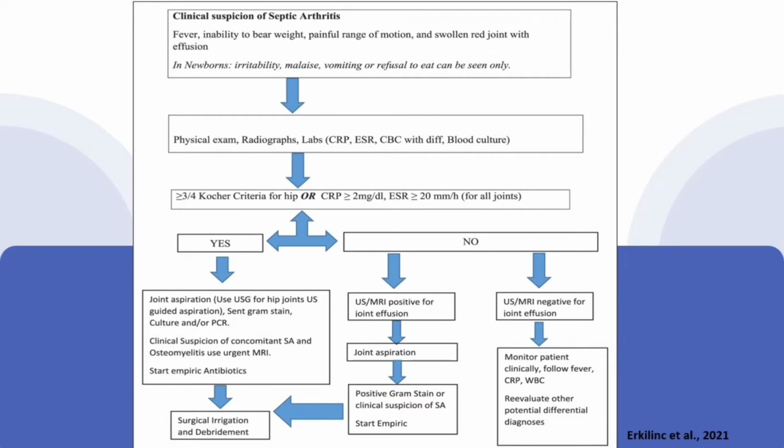If the criteria is not met, do ultrasound or MRI for joint effusion. If confirmed positive for joint effusion with positive gram stain or clinical suspicion of septic arthritis, start empiric antibiotics, then proceed to surgical irrigation and debridement. If ultrasound or MRI is negative for joint effusion, monitor patient clinically, follow fever, CRP, WBC, and re-evaluate other potential differential diagnoses.